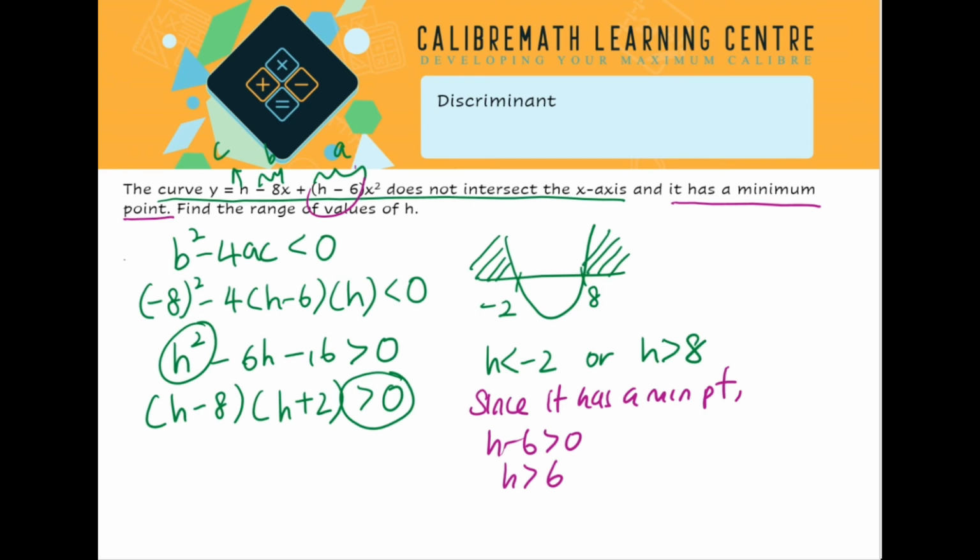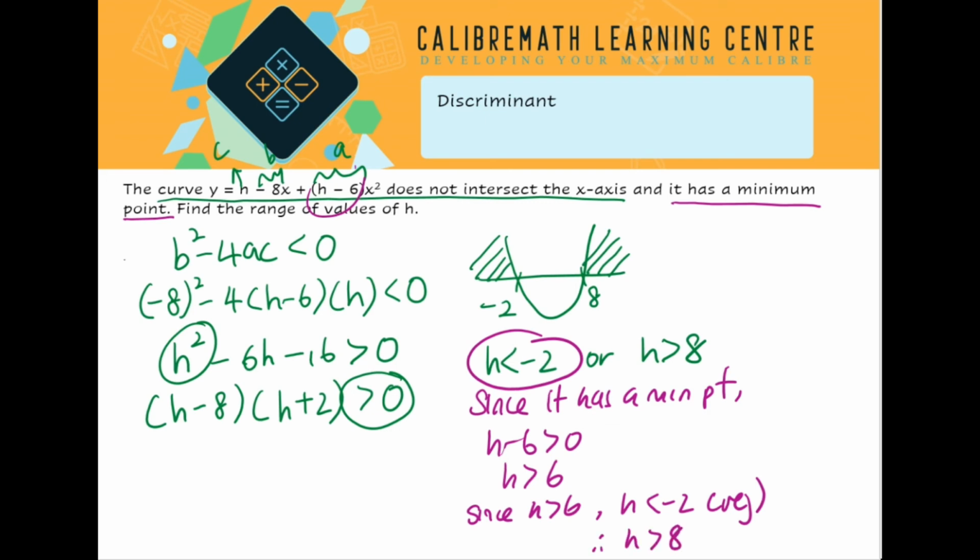Now that we know h must be greater than 6, since h is greater than 6, h lesser than negative 2 over here will not be applicable. And so we need to reject. So the only answer to this question here is h is greater than 8.